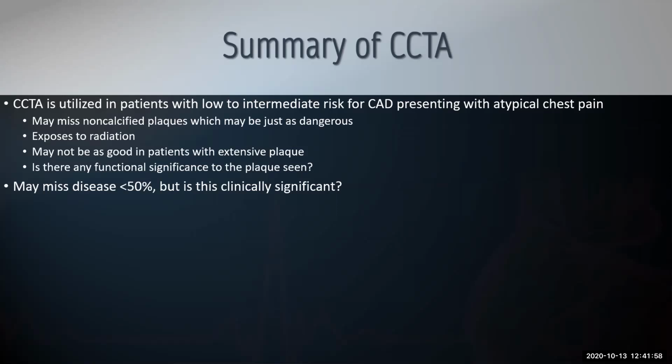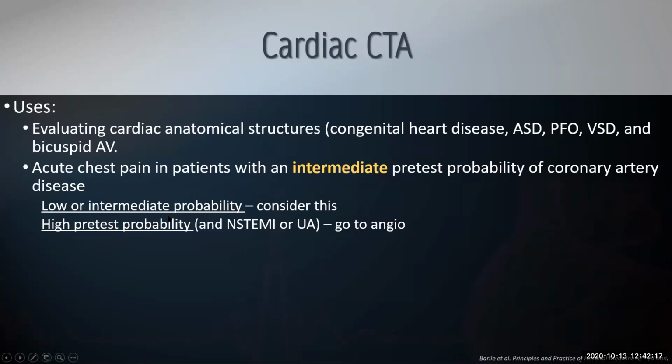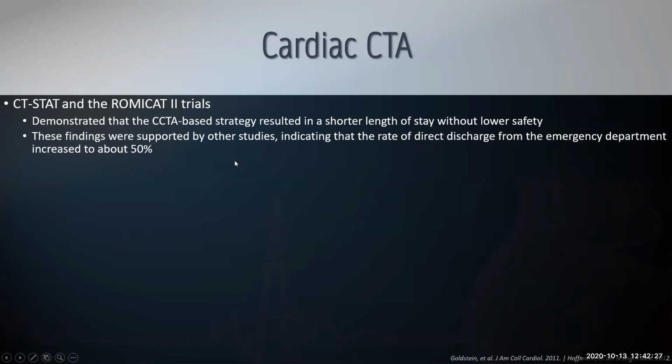Or maybe their subjective symptoms are not having any objective findings on the nuclear and the stress or the echo. So we're going to do a further workup, like Dr. Khan had mentioned, looking for some other causes. And it might miss disease less than 50%. Why? Because again, as I went back to here, the sensitivity is highest when the blockage is greater than 50%. So you might miss disease that's going to be less than 50%, but it's probably not going to be clinically significant, because cardiologists are not going to stent when there's less than 50% disease.